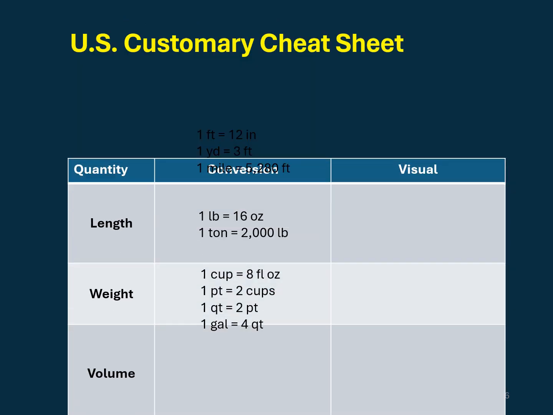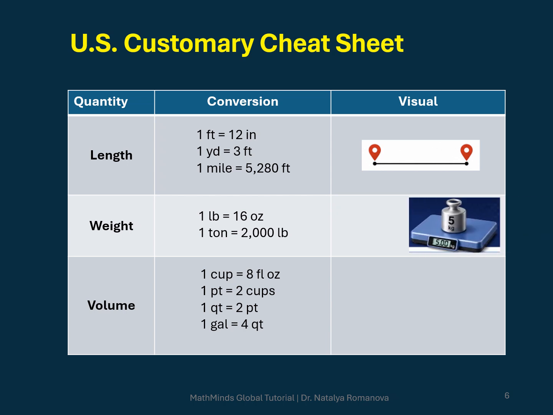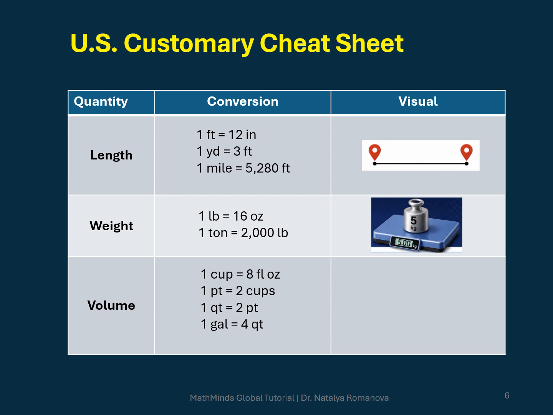The customary system does not have a nice pattern. You must memorize this. 1 foot equals 12 inches. 1 yard equals 3 feet. 1 mile equals 5,280 feet. 1 pound equals 16 ounces. 1 gallon equals 4 quarts. Write this down. Pause the video if you need.